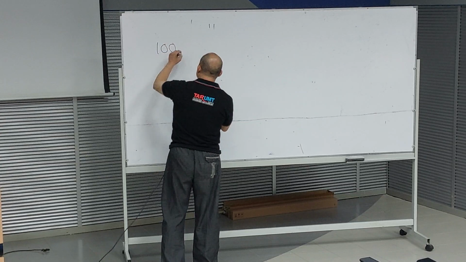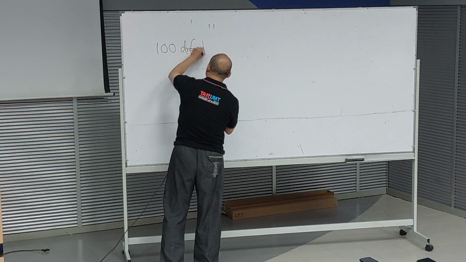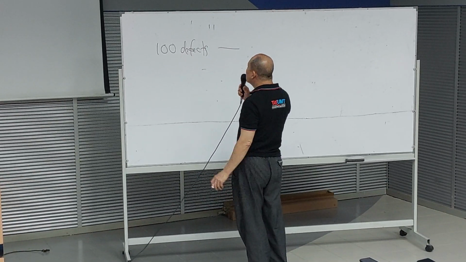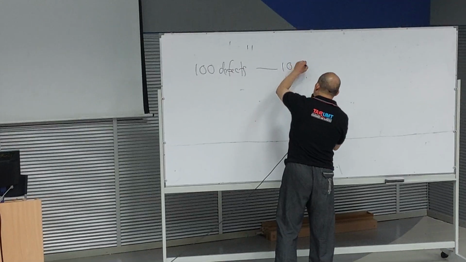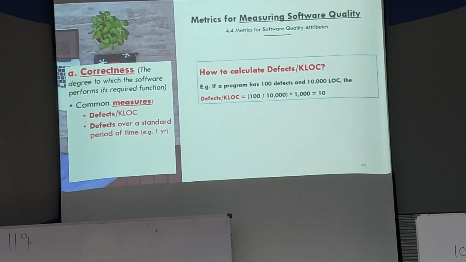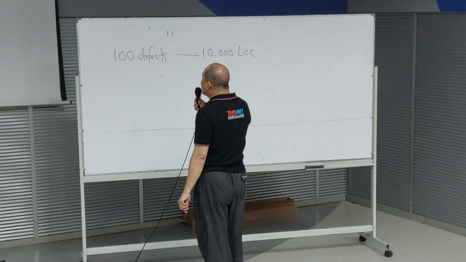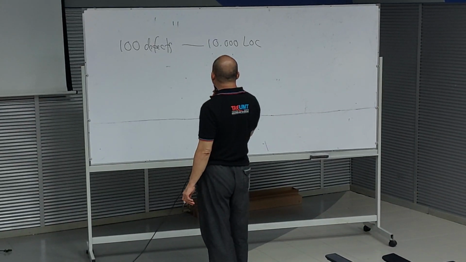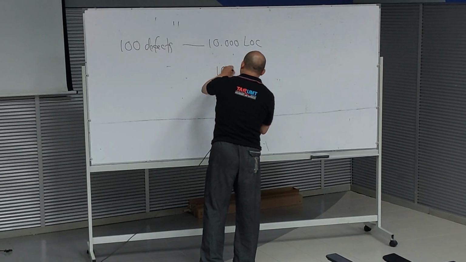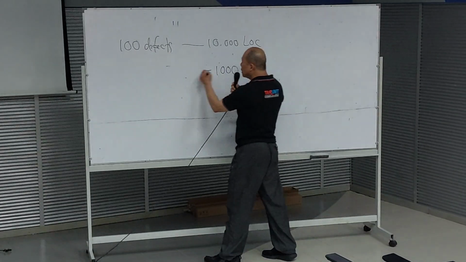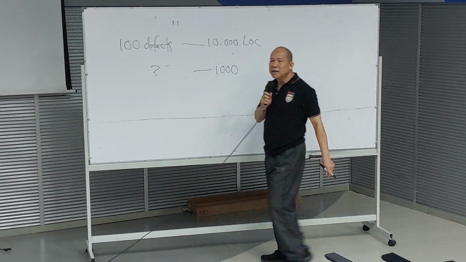So a program has 100 defects and 10,000 lines of code. Meaning in 10,000 lines of code, there are 100 defects. So you want to determine how many defects are there in 1,000 lines of code. How many?